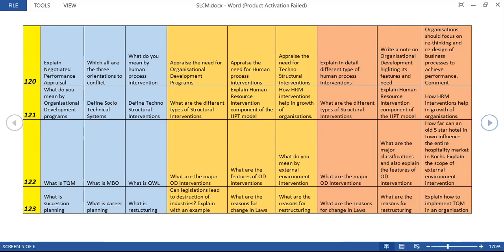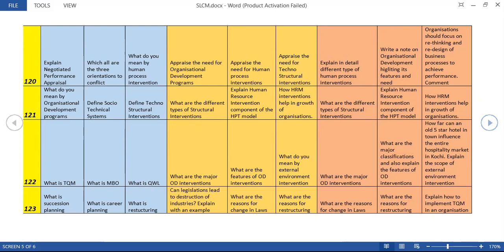So for example, bar hotels in Kerala once faced serious issues with legislational concerns. Or very recently, the online rummy games are being stopped by the government. Then there are different reasons for restructuring organizations. Then different reasons for change in laws. Then how to implement total quality management.